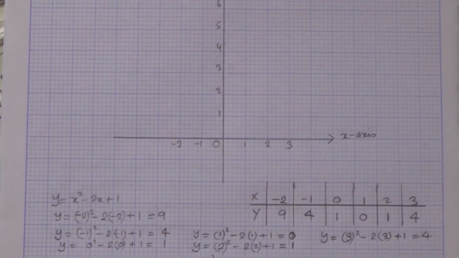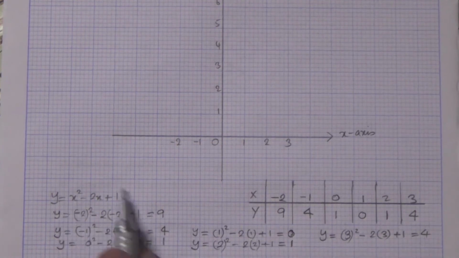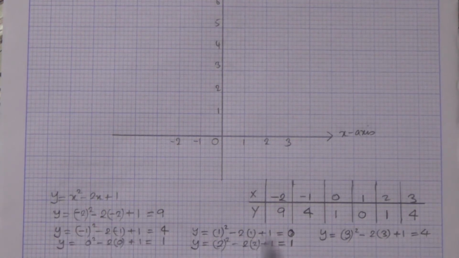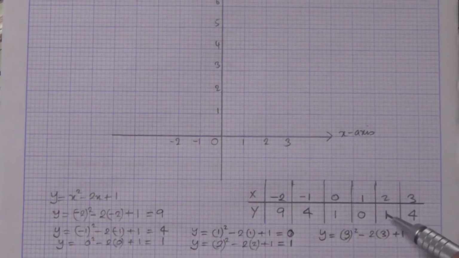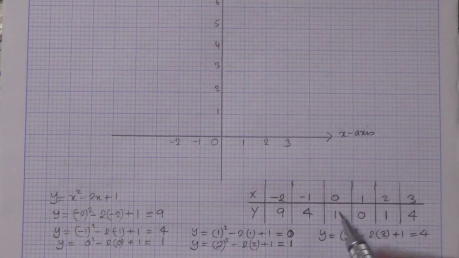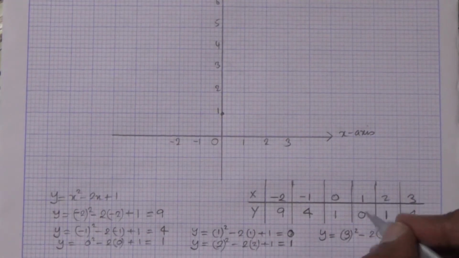So to save you some time, I've already done the other values. In exactly the way I did this one, I did the other values, and here is what I came up with. Now we're going to plot these points one by one. So let's start with 0, 1. So 0, 1 is here. I got 1, 0.